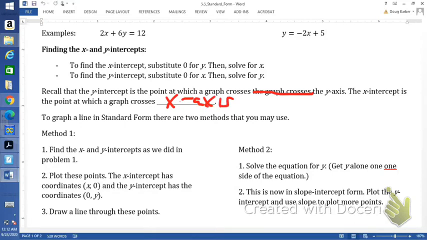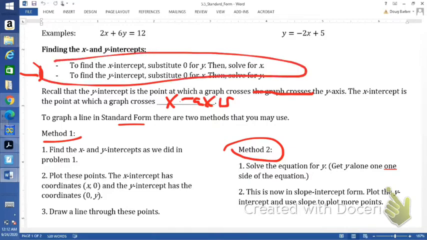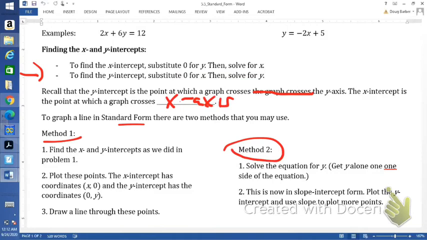Alright, so to graph a line in standard form, there's two methods that you may use. Method one is using intercepts like we did up here, but if we are asked to graph in standard form, this is the method that you should be using. We're going to solve the equation for y, get it by itself, and then draw the graph after it's been written in slope-intercept form. We will use the intercepts again when we're specifically asked to find what the intercepts are.